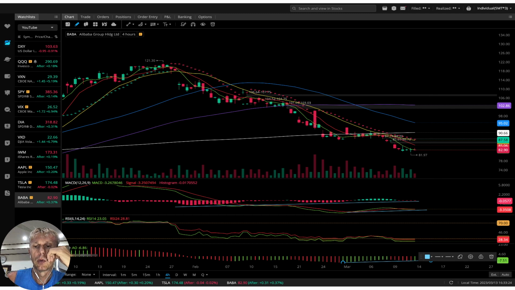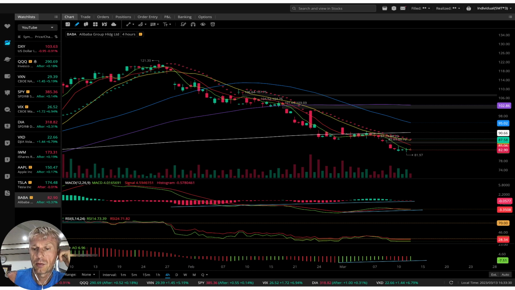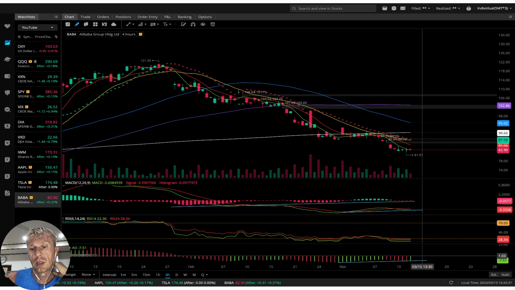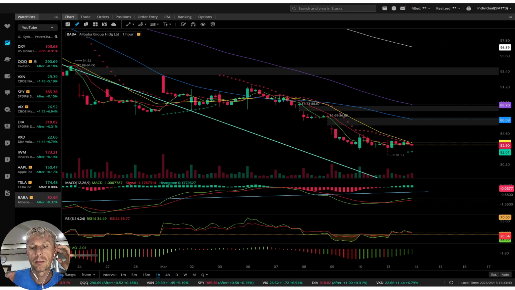That's what we have. It wants to bounce, but no action yet. 4 hours time frame, bullish divergences, price action still bearish. Also oscillator green bullish, all other indicators bearish. All indicators bearish. 1 hour. Let's check 1 hour BABA.